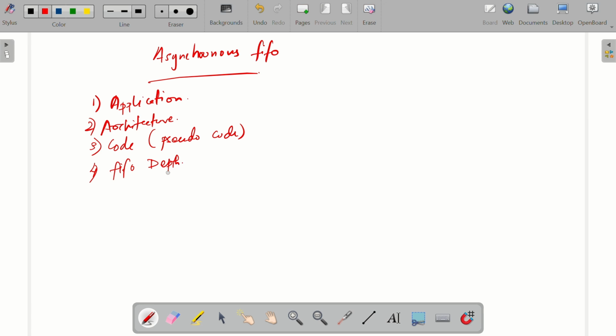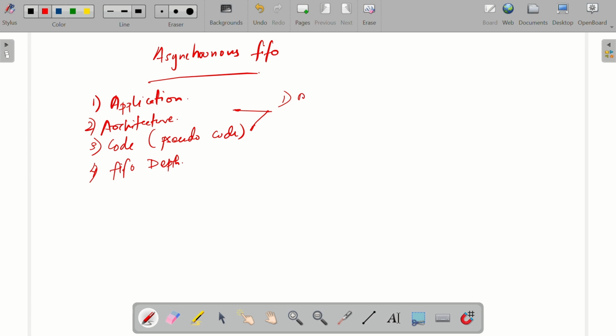What is this FIFO depth? That will maybe solve one or two simple numericals on this. And in these sections of architecture as well as code explanation, we'll also understand few points which are extremely important while we are understanding what is asynchronous FIFO.